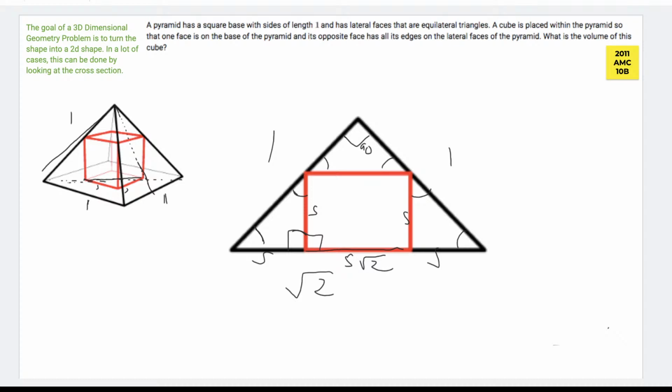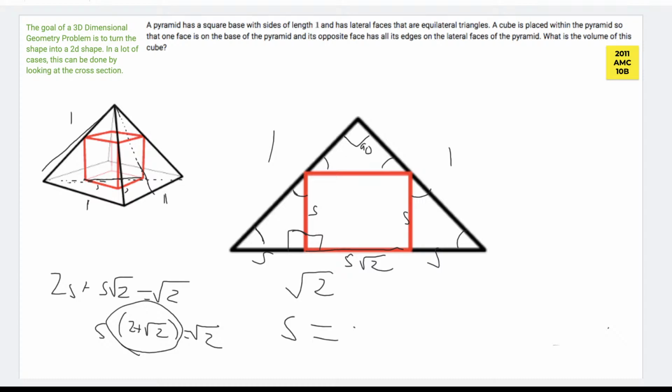That means S plus S, which is 2S, plus S times the square root of 2 equals the square root of 2. Now you factor S from both sides, you get S times 2 plus square root of 2 equals the square root of 2. Now we will divide both sides by this, so S equals square root of 2 over 2 plus the square root of 2.